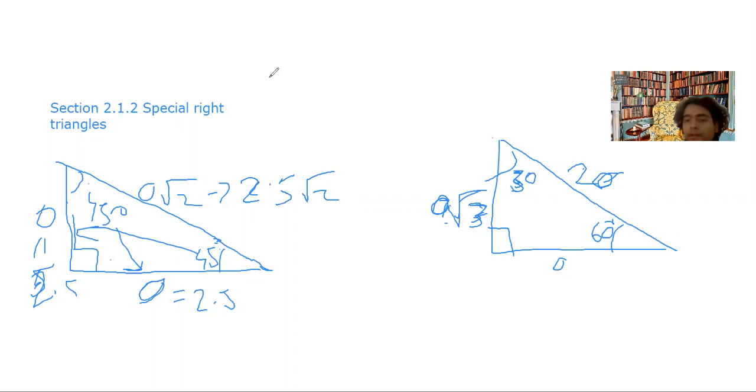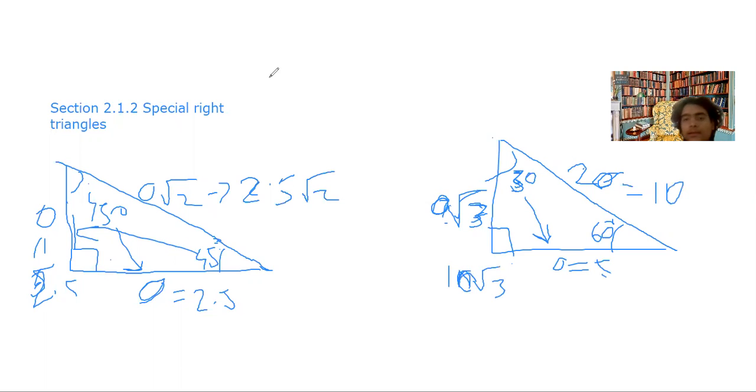All right. For 30, 60, 90 triangles, these are really easy too. Let's just say the opposite side of the 30 degree angle is 5. Then the opposite of the 90 degree angle would be 2 times 5, so that's going to be 10. And the opposite of the 60 degree angle would be 5 multiplied by the square root of 3.